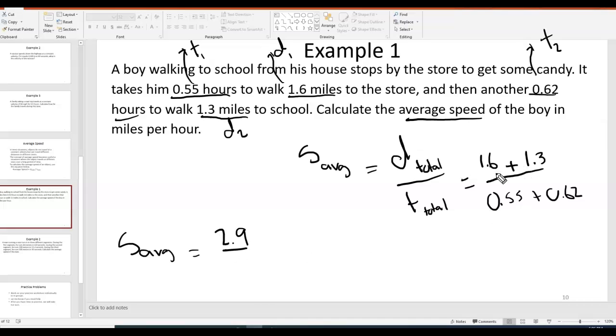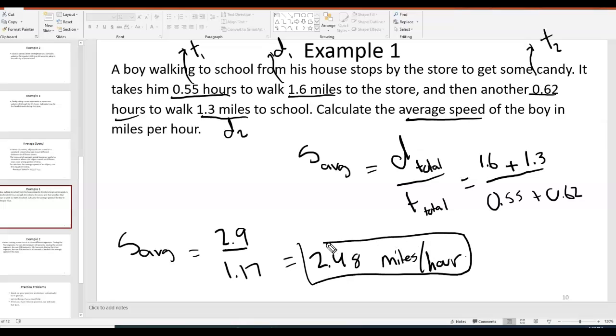So on the top, 1.6 plus 1.3 equals 2.9. On the bottom, 0.55 plus 0.62 equals 1.17. And then all I'm going to do is divide the total distance by the total time. And if you do that, you should get 2.48. And that's going to be miles divided by hours, so that's going to be miles per hour. And again, when you're doing the assignment on Canvas, you don't need to put the units, but it is miles per hour because I'm dividing distance in miles by time in hours.